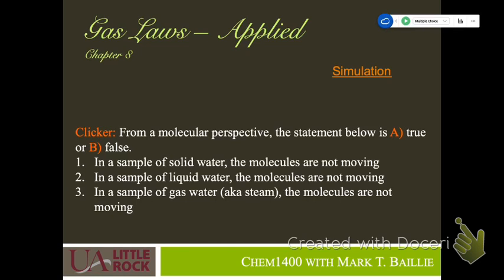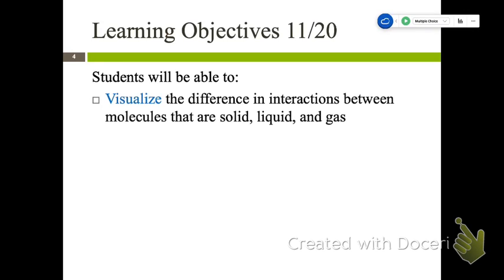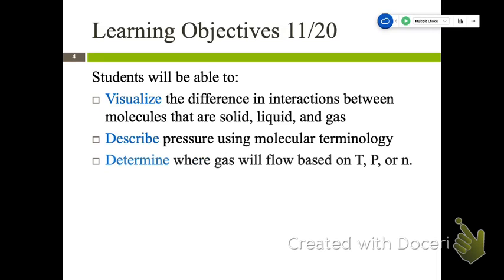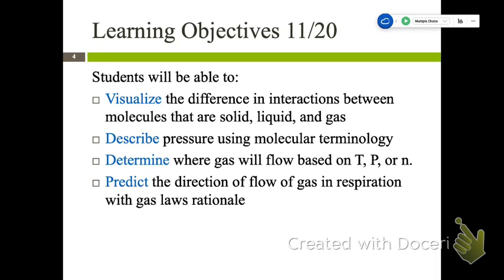So we're going to be spending a lot of time talking about these molecules today. And I think that's our learning objective for today: I want us to be able to visualize, more and more in depth, the difference between interactions of solid, liquid, and gas molecules. And we're going to start off by describing what pressure really means. It sounds exciting. It actually is really exciting. Then we'll spend a little bit of time talking about temperature, pressure, and number of moles of molecules related to the ideal gas law. And then finally, we're going to predict the flow of gas in respiration and also in beach weather.